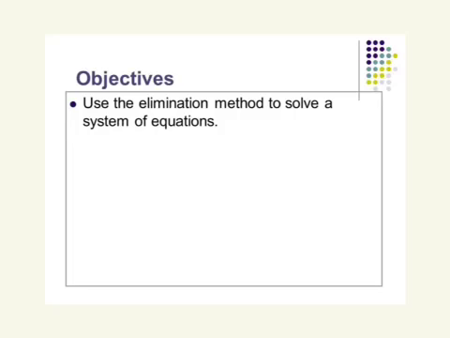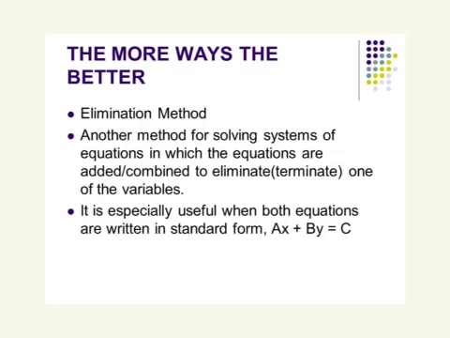In Chapter 7, Section 3, our objective is to use the elimination method to solve a system of equations. The question often comes up, why do we need another method? Well, the more ways the better. Another method for solving a system of equations in which the equations are added, or in other words combined, to eliminate, or in other words terminate, one of the variables, is the elimination method. It is especially useful when both equations are written in standard form.